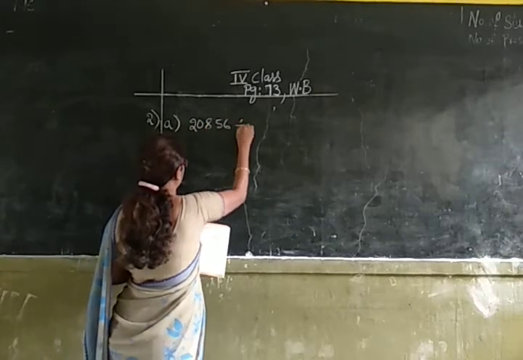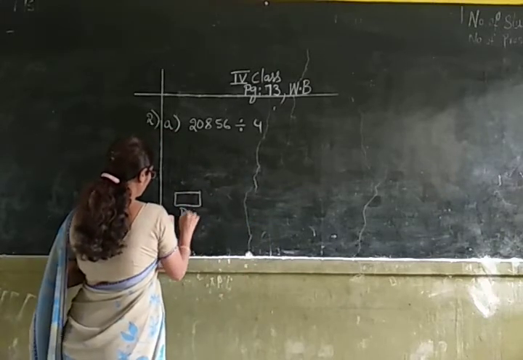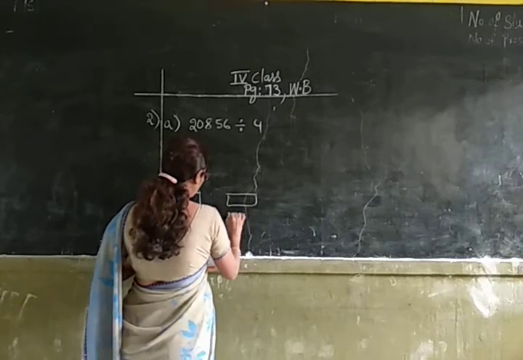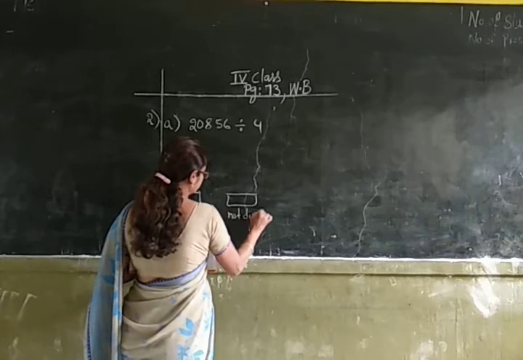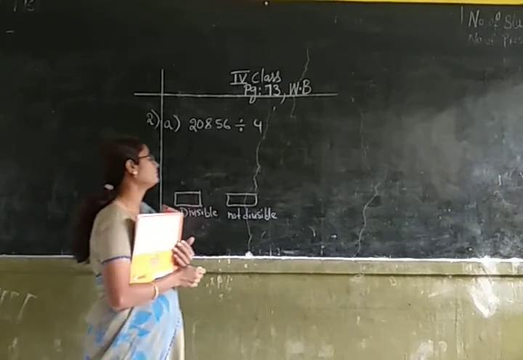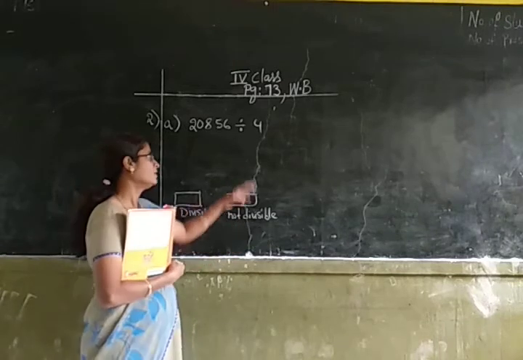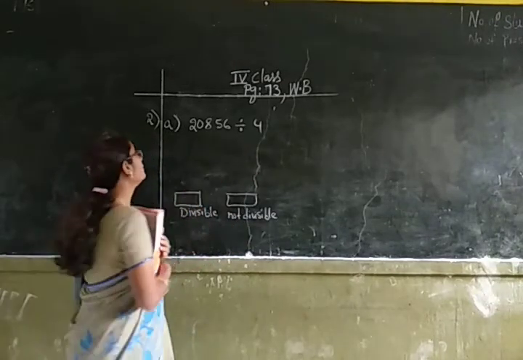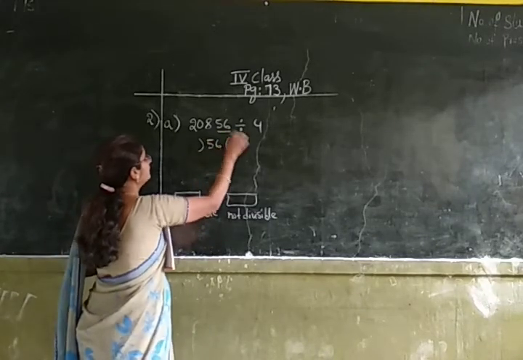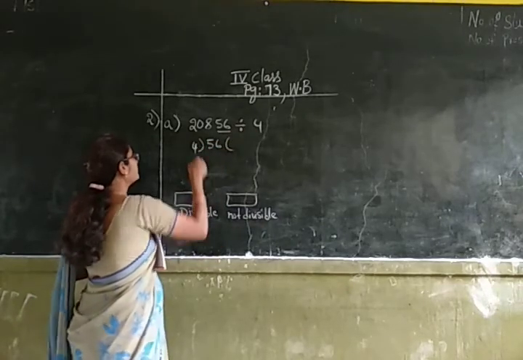20,856 divided by 4. You have to find out whether it is divisible or not divisible. For finding out the divisibility by 4, we have to divide the last two digits of the number by 4. Here the last two digits are 56. Let us divide it by 4.